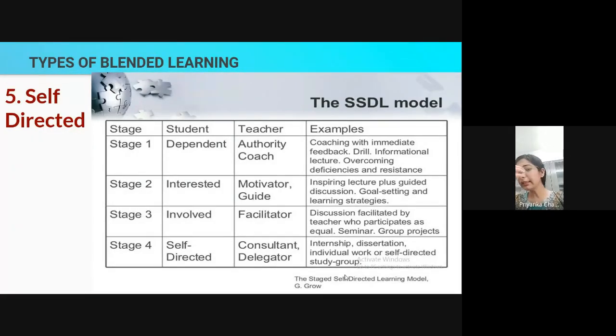And the last stage is self-directed. Here what we do, we delegate some things to the students. Like in case of internship, like in case of dissertation, we provide some guidance to the students, right?